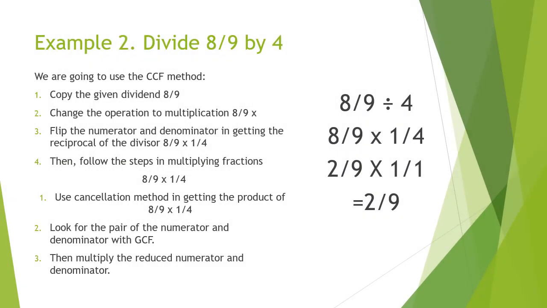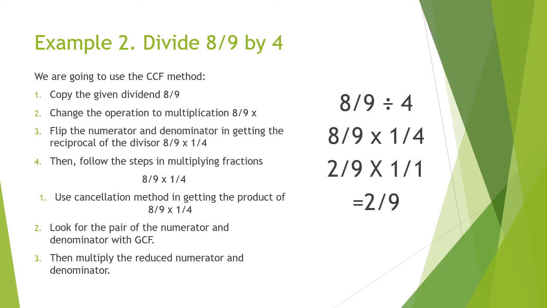Example number 2. Divide 8/9 by 4. First, we're going to use the CCF method, that is copy, change, flip. First, copy the given dividend, 8/9. Change the operation to multiplication. Flip the numerator and denominator in getting the reciprocal of the divisor, 8/9 times 1/4.